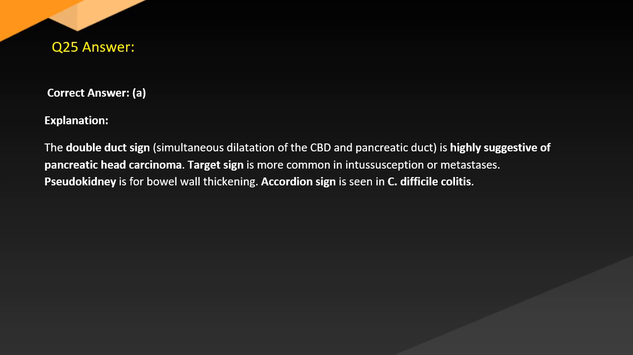Answer. Correct answer: A. Explanation. The double duct sign, simultaneous dilatation of the CBD and pancreatic duct, is highly suggestive of pancreatic head carcinoma. Target sign is more common in intussusception or metastasis. Pseudokidney is for bowel wall thickening. Accordion sign is seen in C. diff.